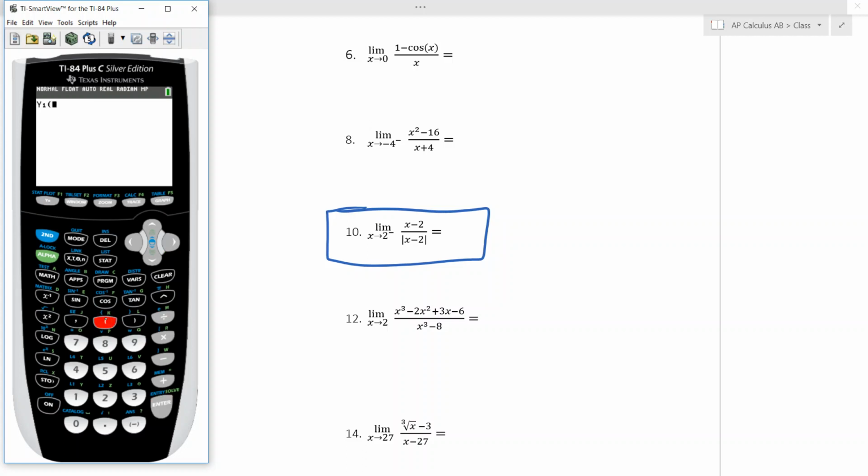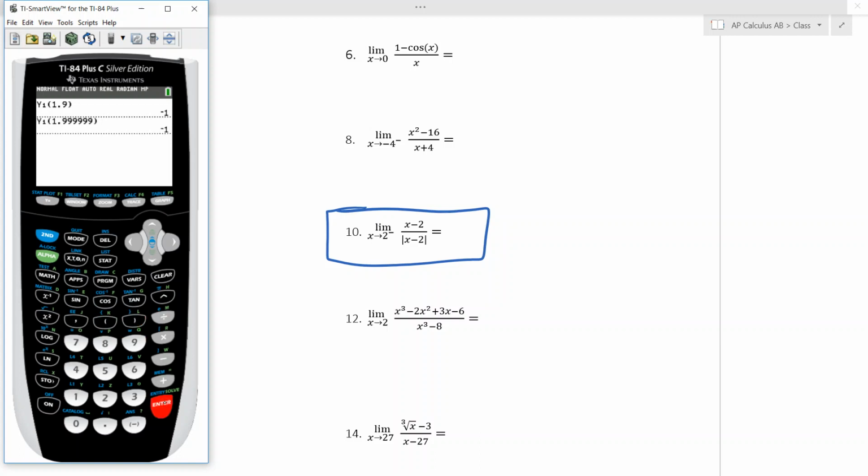I want to know what's happening on the left side of 2. Well, a number on the left side of 2 would be like 1.9. So I can do that. It spits out a negative 1. Okay. If I want to get closer to 2, I can hit second, enter, and that just gives me the same thing I just typed. And I can put 1.99999. What you're going to see is it spits out a negative 1 everywhere.